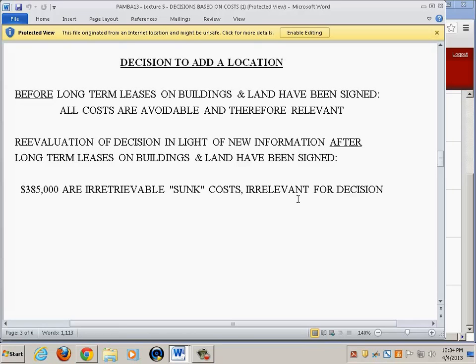Well, it depends when you get the new data. If you get the new data before you sign the leases on the building and the land, then the cost of the leases is avoidable, because if you didn't sign, then you can just decide not to sign, and you can avoid those costs. But if you get the new information, grim information about demand, after you sign the leases, then the cost of the leases is unavoidable. And you have to consider it irrelevant when you make a decision whether to add the location or not.